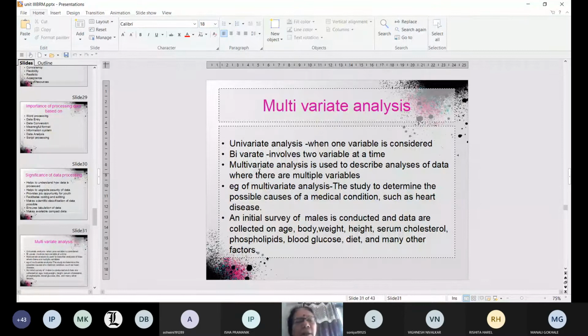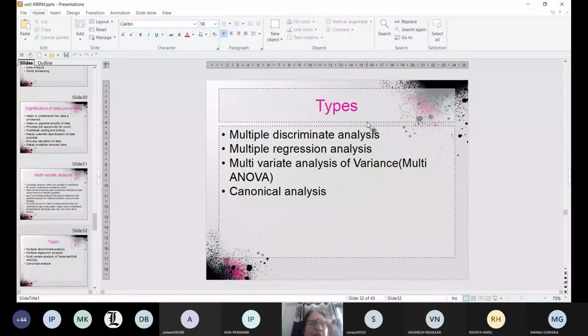But if I am studying the impact of several different factors on the health of students, that would be lack of exercise, food, online lectures, social media viewing, so this becomes multivariate analysis. Multivariate analysis is of four types: multiple discriminant analysis, multiple regression analysis, multivariate analysis of variance, which is also called multi-ANOVA or MANOVA, and the fourth is canonical analysis.